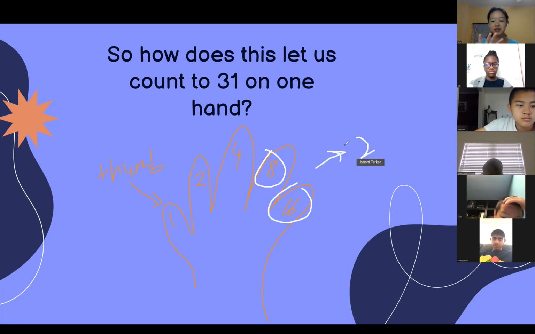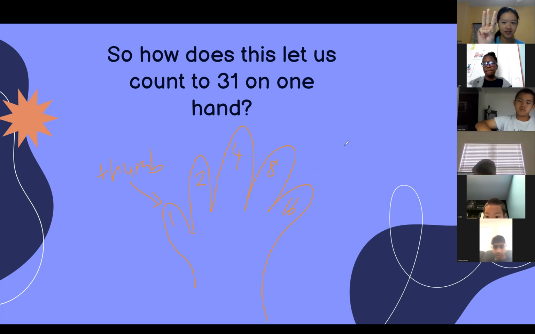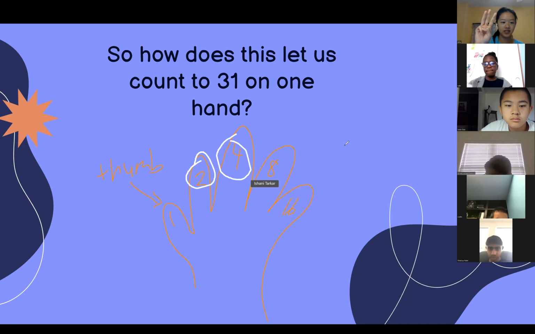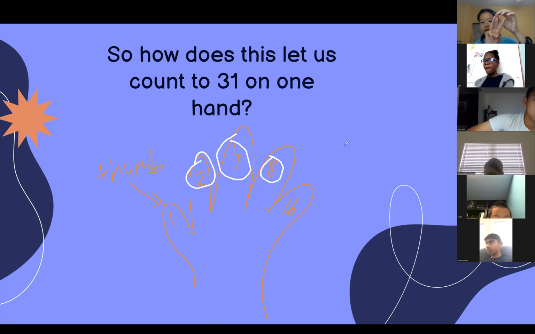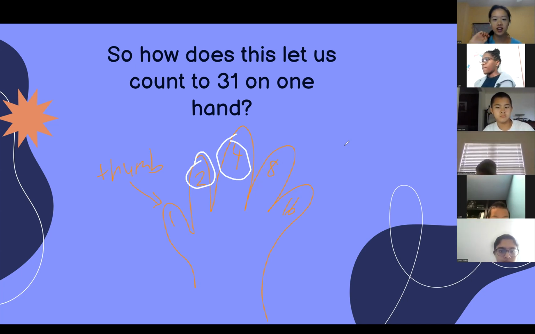And okay, let me do another one. Okay, what's this? Yes, this would be 14 because this is the 2 finger, this is the 4 finger, and this is the 8 finger. So 2 plus 4 plus 8 would be 14.